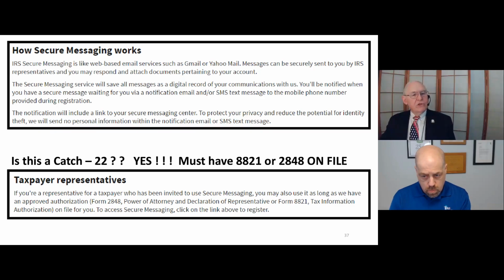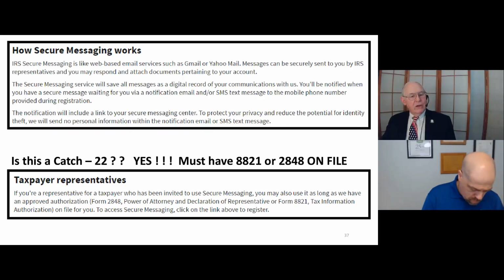So notice secure messaging will save all your messages as a digital record. You'll be notified when you have a secure message waiting for you by a notification email or an SMS text message. Sounds like it's going to be a pretty cool deal. But notice there is a catch-22. Tax representatives. If you're a representative for a taxpayer who's been invited to use secure messaging, you may also use it as long as we have an approved authorization form, 2848 or 8821 tax information authorization on file. To access secure messaging, click on the link above.